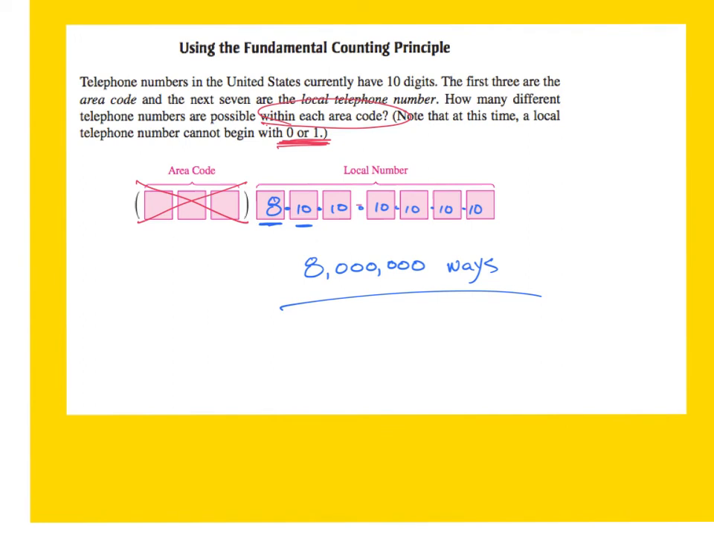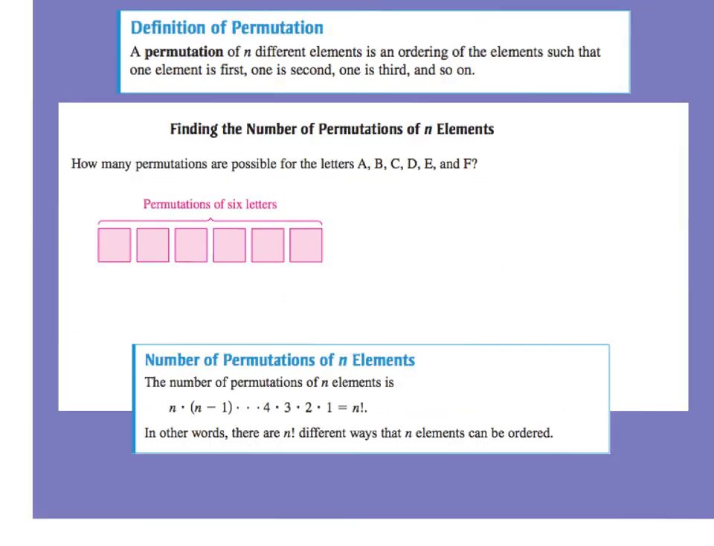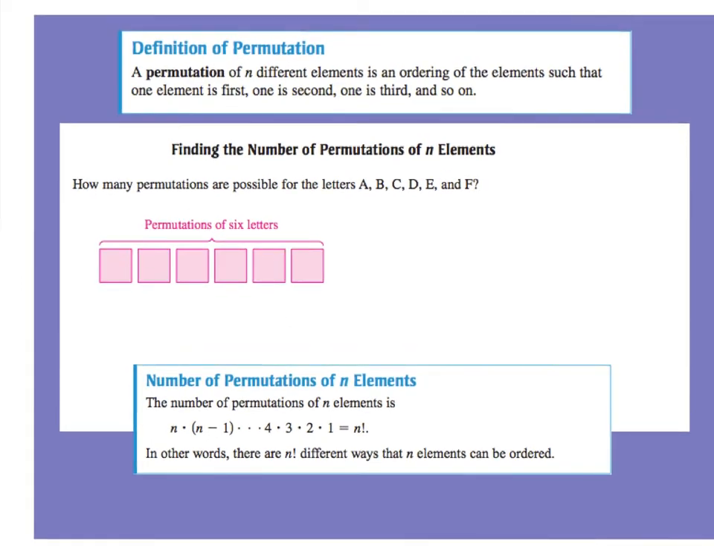All right. Do we want to list them all out? Okay. All right, good. Here we go. So now we're going to talk about a permutation. I need a reader. Thank you so much, Ryan, for volunteering. A permutation of n different elements is an ordering of the elements such that one element is first, one is second, one is third, and so on. All right. So this is what I want you to write down. Permutation, order matters.